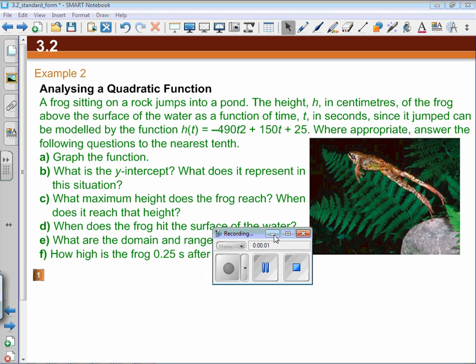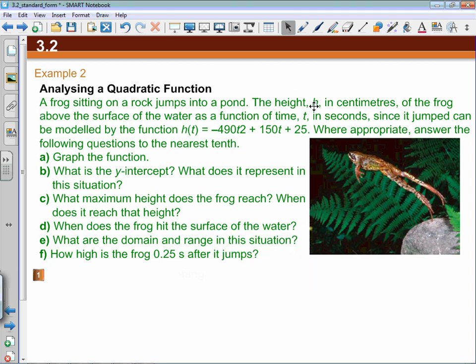In 3.2 example 2, what we're looking at is the analysis of a real life situation. So it talks about how a frog is sitting on a rock and he's jumping into a pond. The height of the frog above the surface of the water is defined by the variable h, and then the time since it jumped can be modeled by this function.